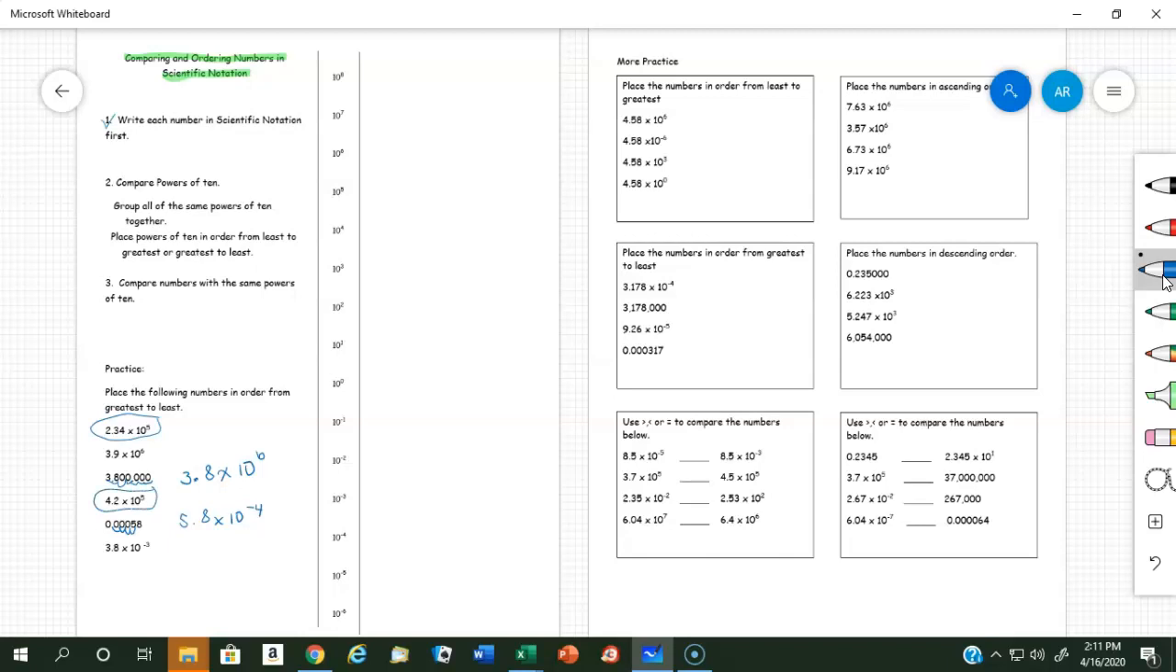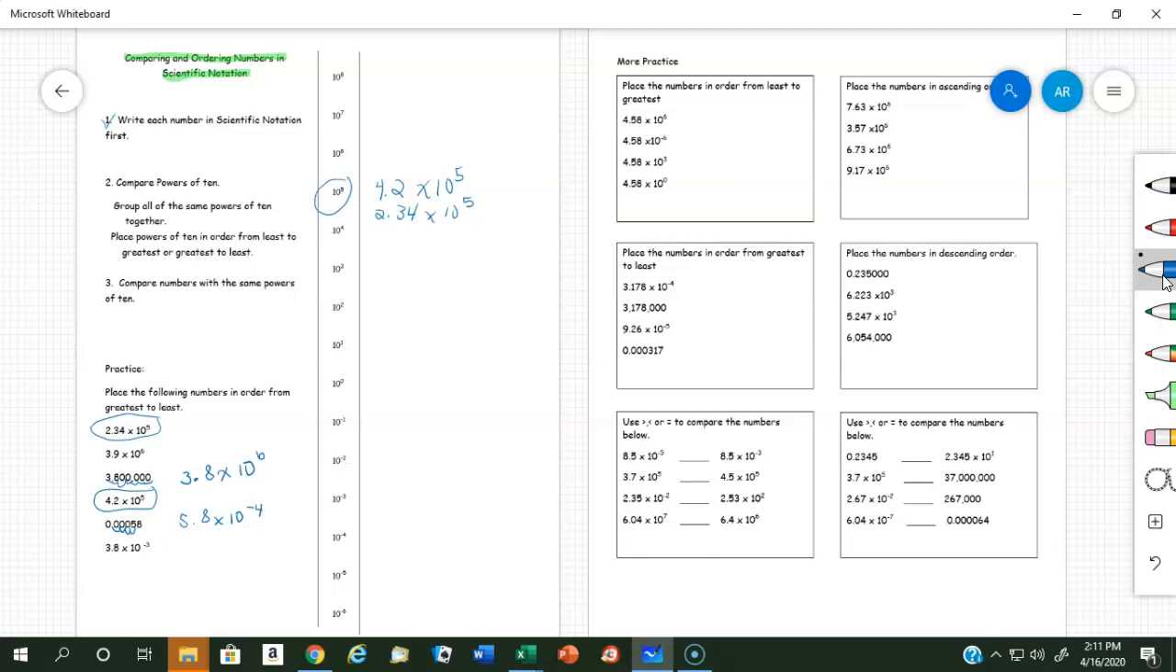Now I'm just going to evaluate this number. 4.2 is bigger than 2.34, so that's going to go over here. So I'm going to put 4.2 times 10 to the 5th, which is larger than 2.34 times 10 to the 5th. And so I grouped it right here with my 10s to the 5ths.